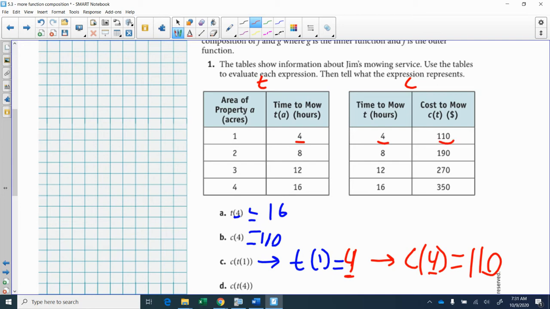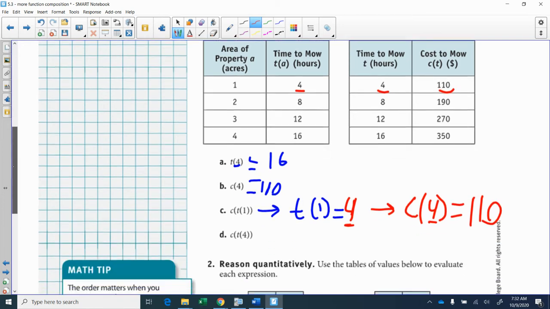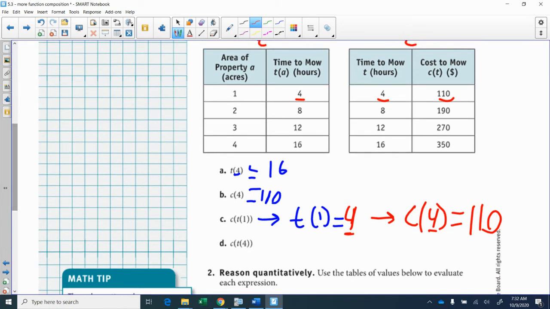So the whole idea of today's lesson is that we're going to be taking a composition, which can be seen as a function within a function, the answer of one problem plugged into another problem. In the last step here, we have C of t of 4. Same thing: we find t of 4, which is 16. So really, this is asking for C of 16, which comes out to be 350.